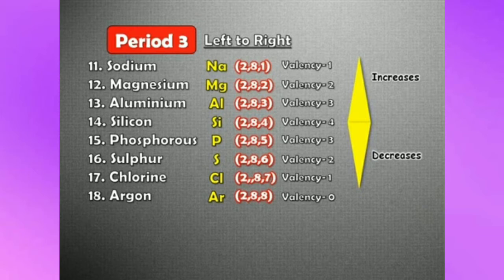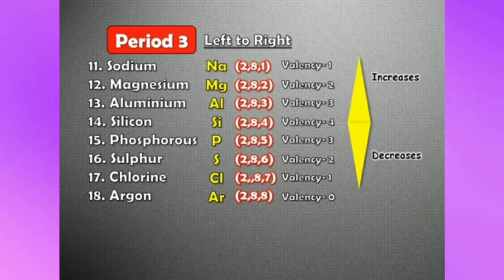So it will gain 3 electrons to complete its octet. So what it is doing? It is gaining 3 electrons. So here the valency is 3. What is valency? Ability to lose or gain electron, right? So here it is gaining 3 electrons. So we are saying that it has the valency 3.